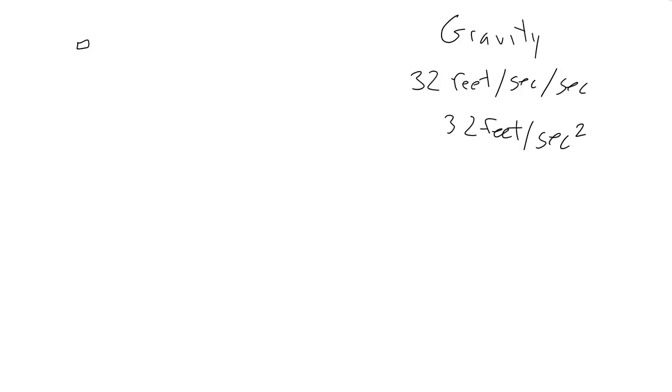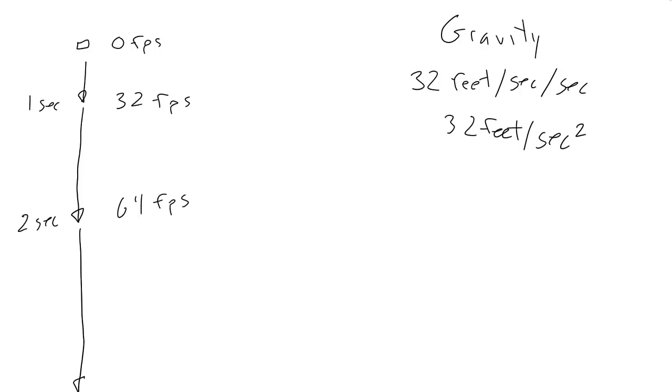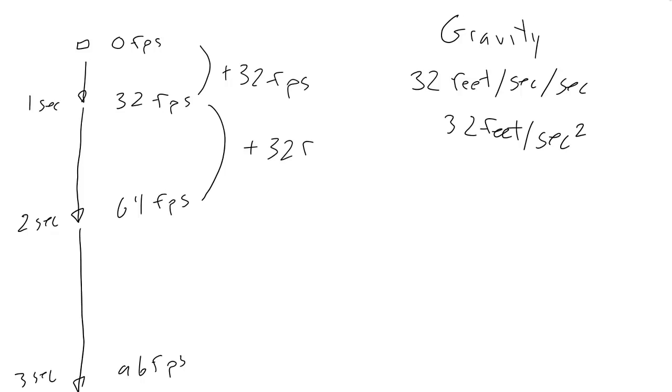So if an object is stationary, it has a velocity of zero. If it is then dropped, its velocity will be about 32 feet per second after the first second. It will be 64 feet per second after the next second, and 96 feet per second after the third second. So gravity increases the velocity by 32 feet per second every second. So 32 feet per second per second. In the example we just went through, the magnitude of the acceleration was 1 pixel per frame per frame. On every frame, the velocity increased by 1 pixel per frame.